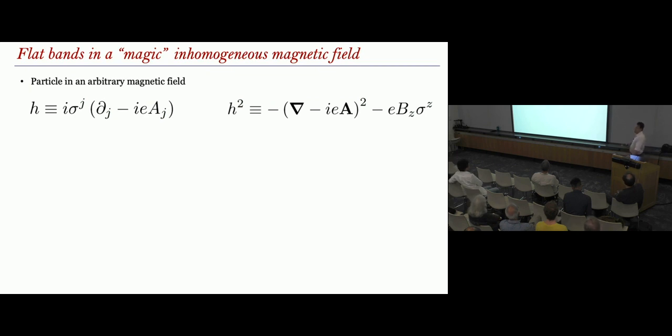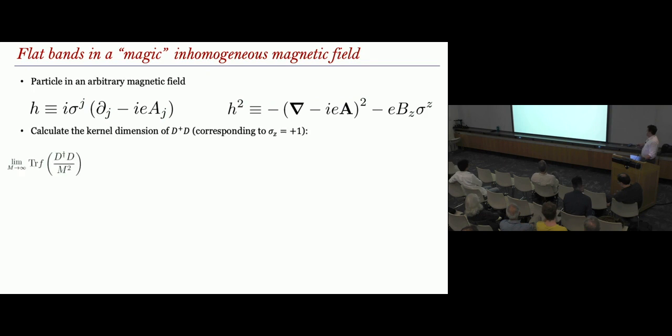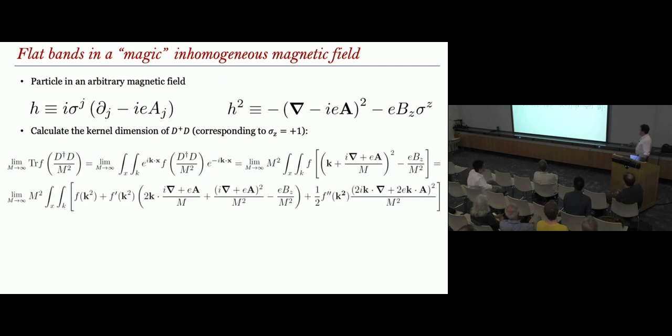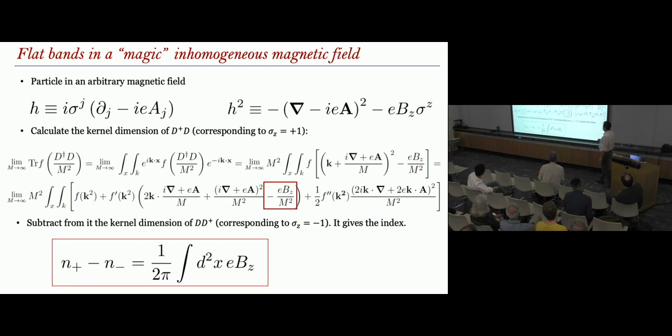And actually, it has the exact same form as d dagger d, d d dagger, as I described in the previous slides. The left upper corner corresponds to sigma z being +1, and the right lower corner, sigma z being -1. So in order to calculate the index, you calculate the trace of this operator, basically of h squared. It's not very difficult. You take any basis you want, let's say plane wave basis. And f, remember, is a function which starts at 1 and goes to 0, however I want. If you just do the algebra, which is not very complicated, you get this structure. But then you have to subtract the dimension of the kernel of the Hermitian conjugate of d dagger. And if you do so, you will see that only this term contributes to the index.